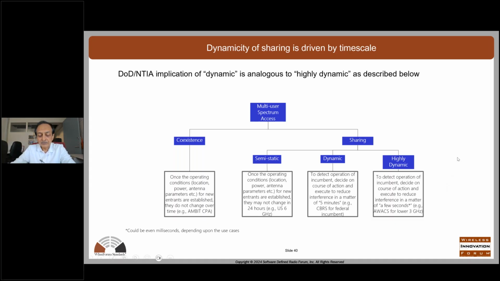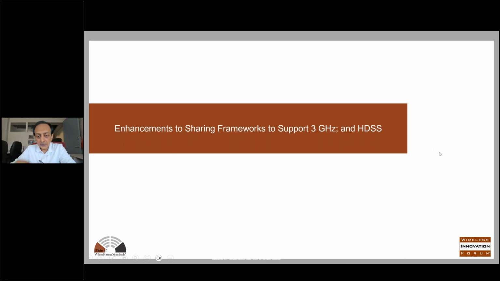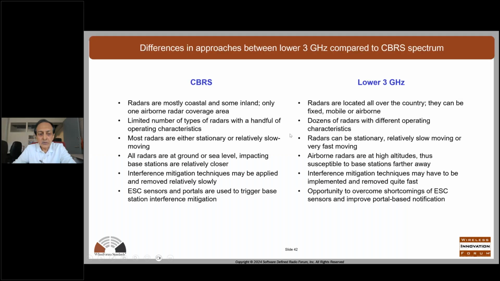Next slide, please. Thank you. So now I'm going to look a little bit more carefully how this highly dynamic spectrum arrangement differs from the traditional, say, 3 gigahertz or the CBRS kind of environment that is happening. Next slide, please. Okay, so what are the differences in approaches between low 3 gigahertz compared to the CBRS spectrum? Let's again have a quick review. Many of these should be quite intuitive, but sometimes it helps to look at them side by side.